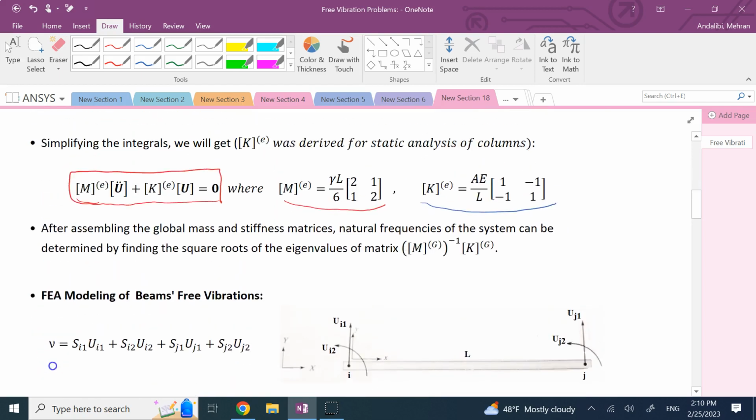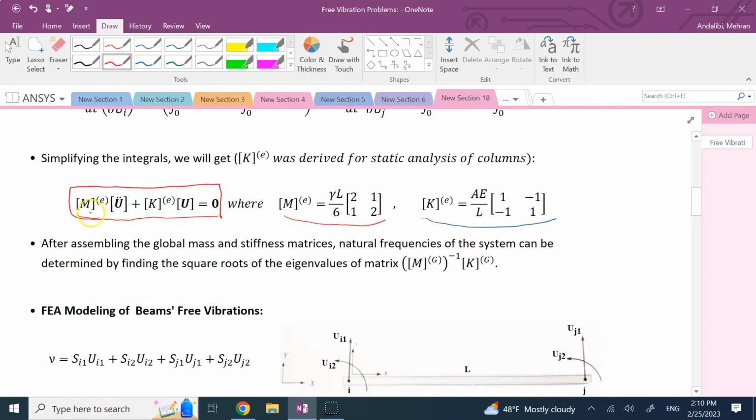Okay, so this is going to be your final equation, which is clearly the free vibrations equation, and this is M and this is K. Now if you want the natural frequencies, what you need to do is invert M and multiply by K, and then the eigenvalues of that are the square of the natural frequencies. So if you take the square roots of the eigenvalues of M inverse K, those are going to be your natural frequencies. And then the eigenvectors of that are going to be the mode shapes of the system.